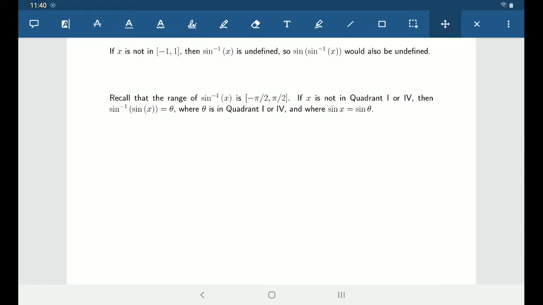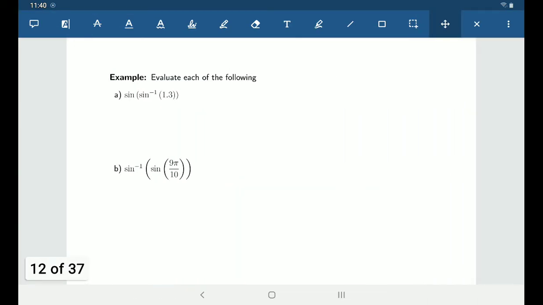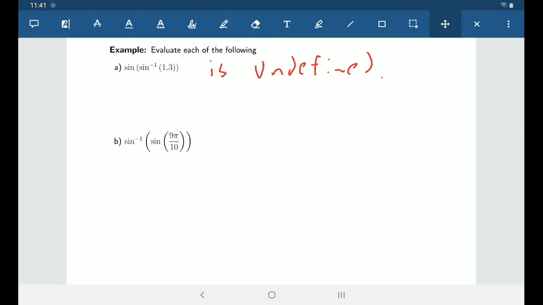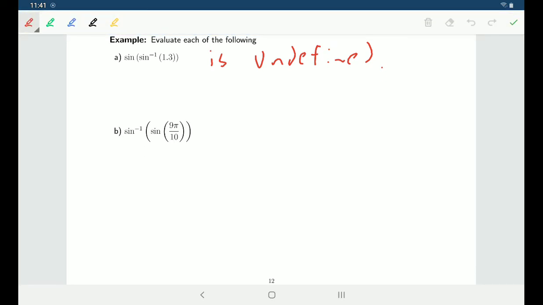So let's do some examples. The first one is the straightforward one. Here we're looking at the inner function being sine inverse, and we know that the domain for sine inverse is from negative 1 to 1, and so since 1.3 is not in the domain, sine inverse of 1.3 is undefined, and if sine inverse of 1.3 is undefined, then sine of sine inverse of 1.3 is also undefined. So the answer here is just that it is undefined. There we go. For the second one, sine inverse of sine of 9 pi over 10.